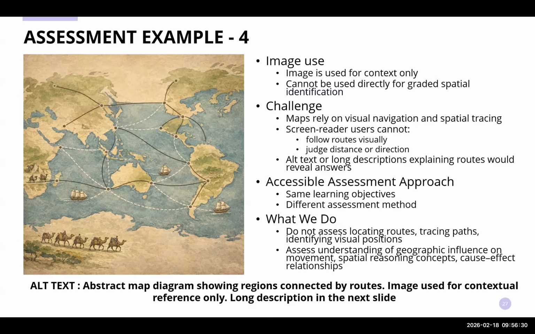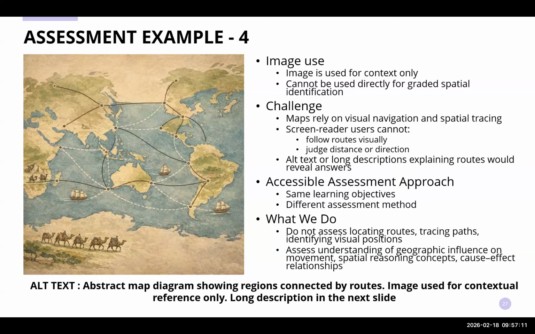So we should not ask students to follow a specific route, trace a path, or identify a location on the map, because that would again require visual navigation. The challenge here is that maps rely on visual navigation and spatial tracing. Someone using a screen reader cannot follow routes visually or judge distance or directions. And if we provide alternative text or a long description that explains every route and connection, we reveal the answer here. So the accessible approach is to keep the same learning objective but change the assessment method.